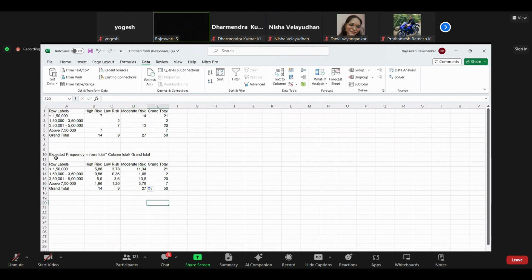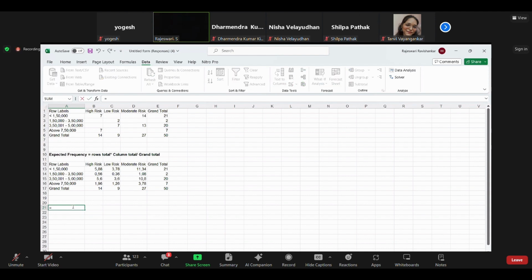Okay, so now I have found my expected frequency. I have my observed frequency, I have my expected frequency. Now I can test my chi-square test. For testing the chi-square, I will start with equal to, because I'm using normal formulas to do it. So equal to chi-square test. Okay, I'll click on it.